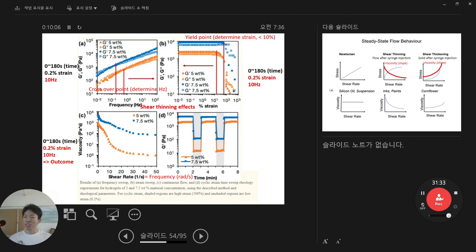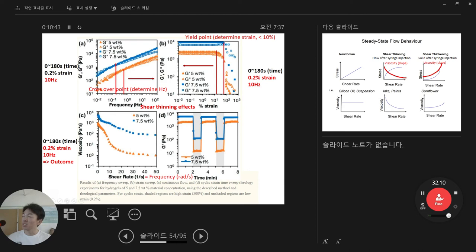So this is an example. Just look at this x-axis. We can say this is frequency, this is the strain sweep, and this is the frequency sweep. This is where we can determine the shear thinning or shear thickening effect. Actually, you can convert the frequency to the shear rate at the same time.